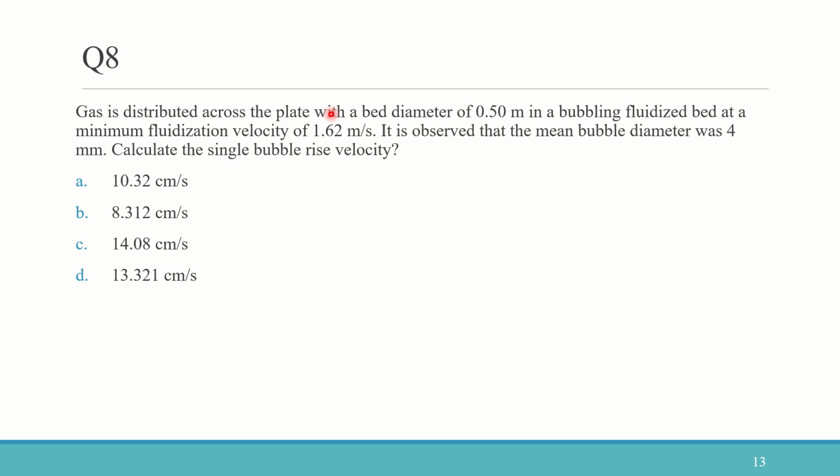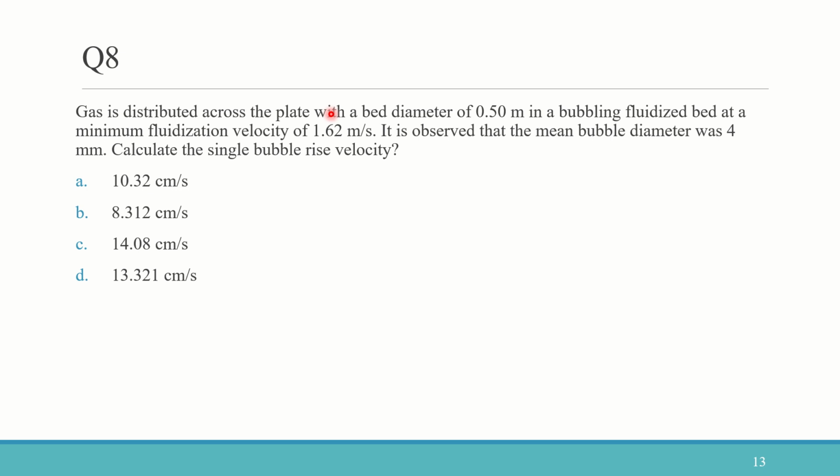So what is being asked? It is being mentioned that gas is distributed across the plate with a distributor, and the bed diameter is 0.5 meter, and the bed is a bubbling fluidized bed. The minimum fluidization velocity inside the bed is 1.62 meter per second, and the mean bubble diameter was 4 mm, and we are asked to calculate the single bubble rise velocity. So the options are given.